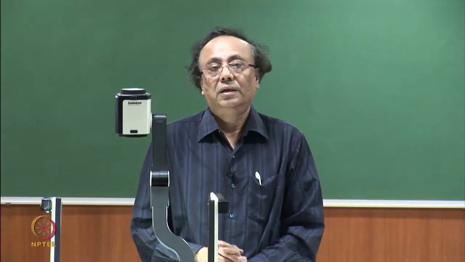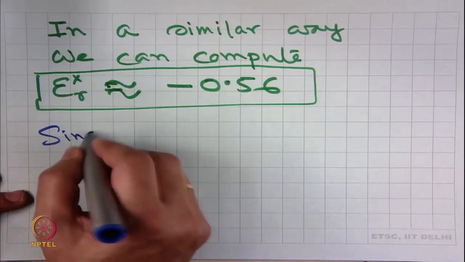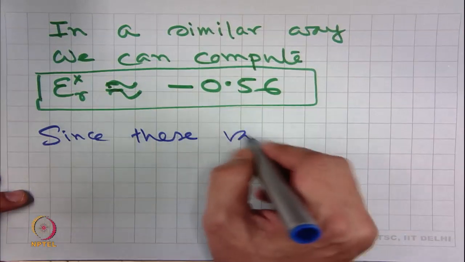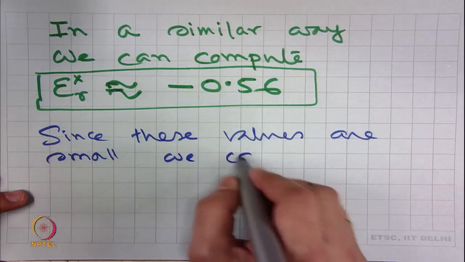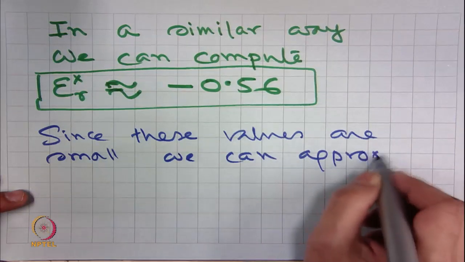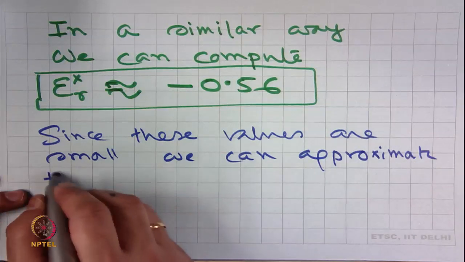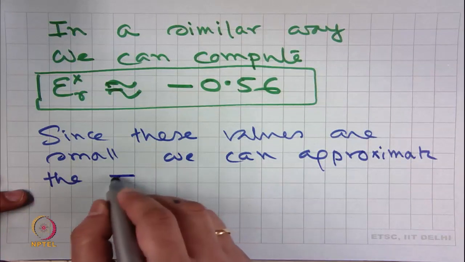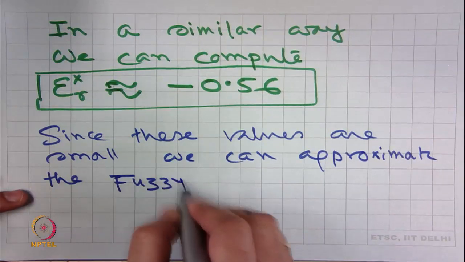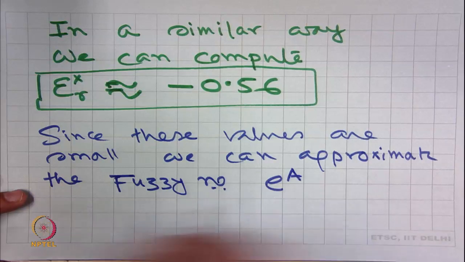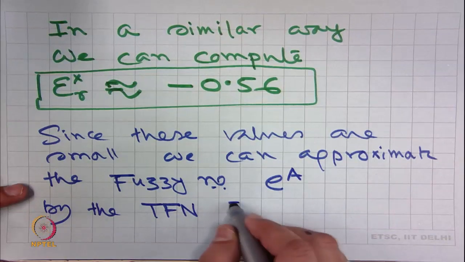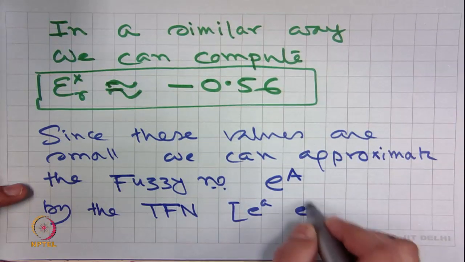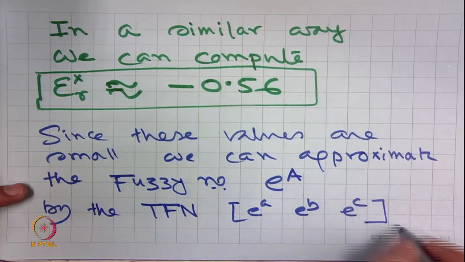Hence, for a practical application, since these values are small, we can approximate the fuzzy number e to the power A by the TFN e to the power a, e to the power b, e to the power c.